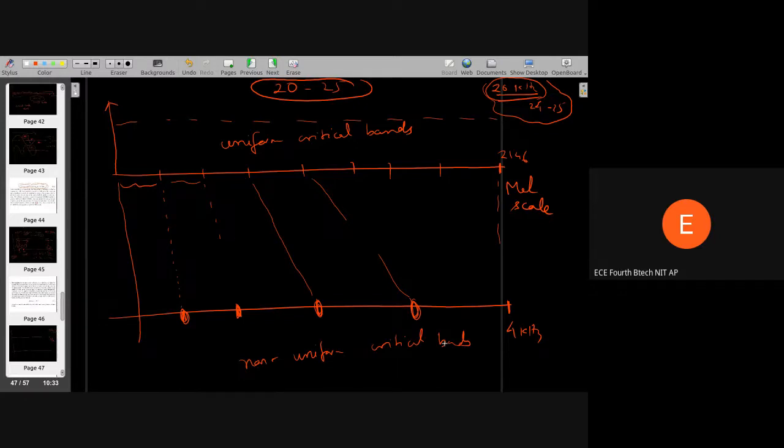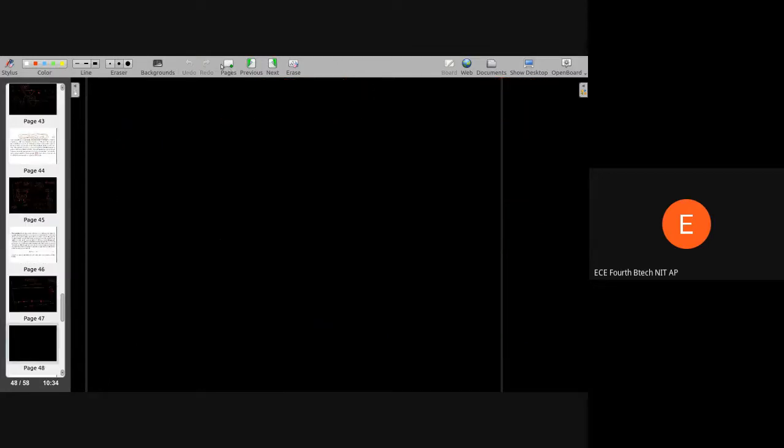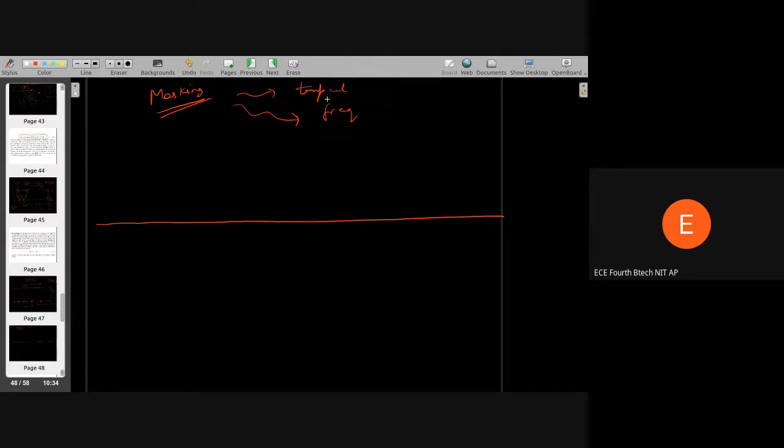Now we have a concept called masking. Maybe I will give you an assignment, a simple one, which you can go through. There are two types of masking: temporal, that is in the time domain, and in the frequency domain. Temporal masking and frequency domain masking, time domain masking and frequency domain masking.